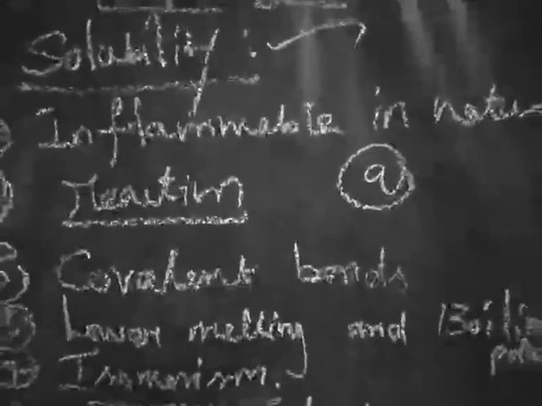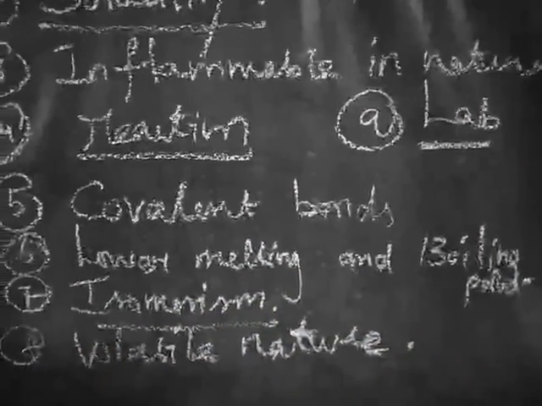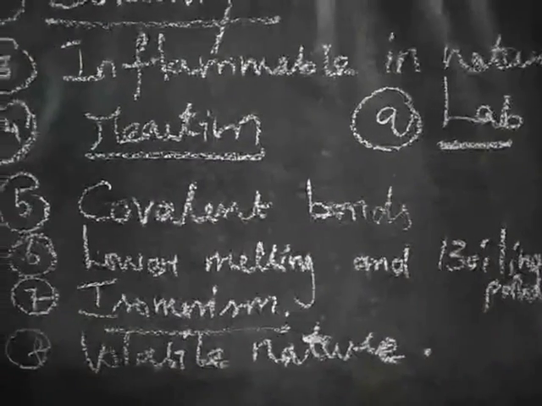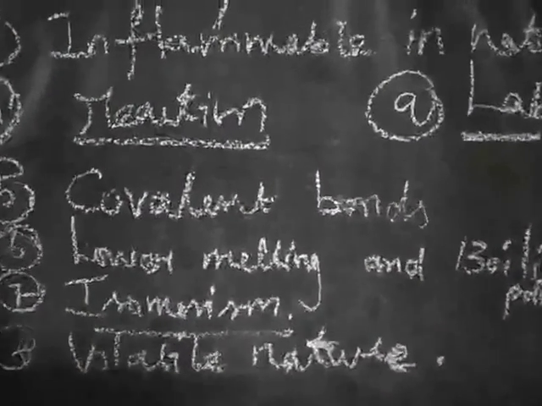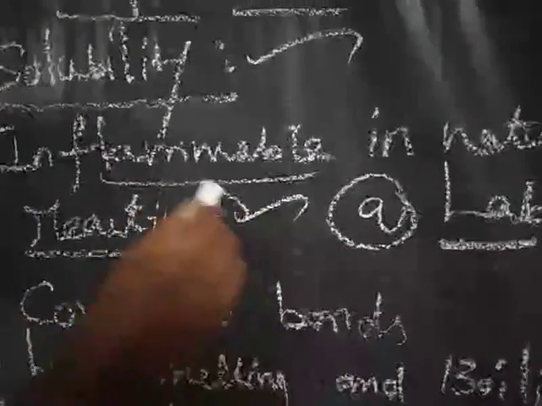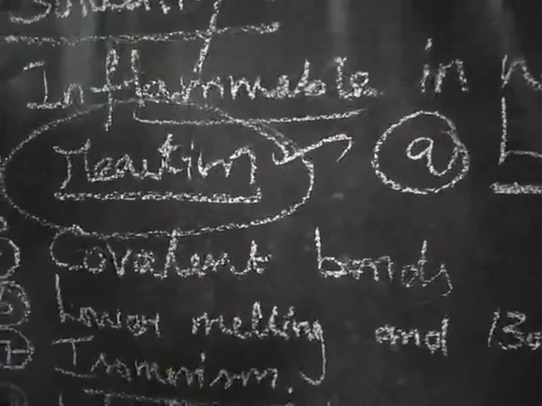Okay, ninth point: organic compounds can be prepared in the laboratory. So these are all the general characteristics of organic compounds. First, they have high molecular weight and complex structure. Solubility: they are insoluble in water, soluble in organic solvent. They are highly inflammable in nature. When compared to inorganic compounds, organic compounds are less reactive. The reaction rate is also very slow.